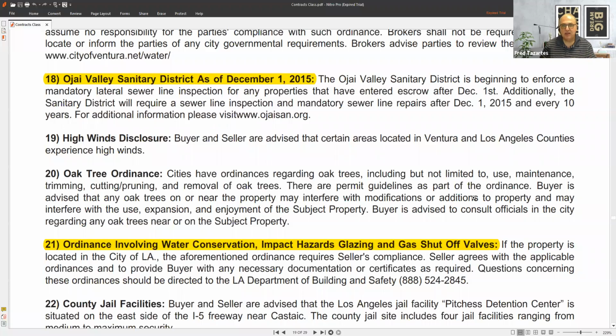I sold a property in Newhall. The oak tree was on the other person's land, but the oak tree was going into our fireplace. To get that thing trimmed, we had to get permits, had to have an arborist come out. It became a big ordeal. So just realize when you're dealing with oak trees, there are a lot of steps to take. You just can't trim it off and say, okay, we're done now.